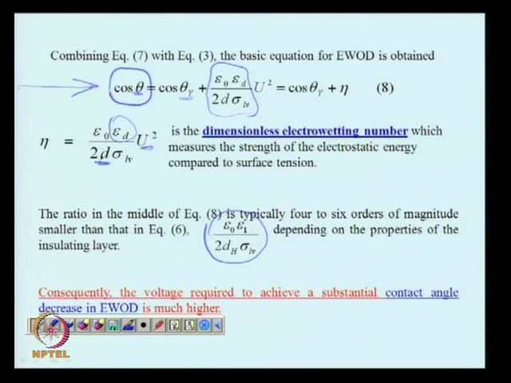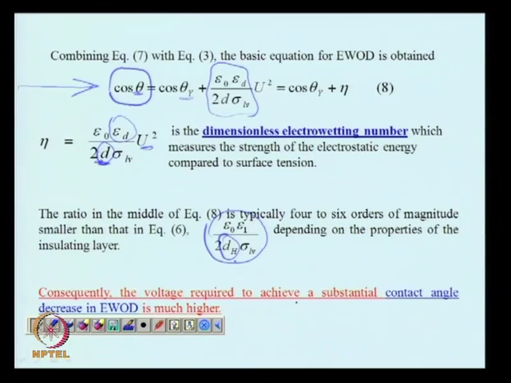So, this number for EWOD is much smaller than the number corresponding to electrowetting, because of this d_H over here and d over here. So, this means that the voltage required to achieve a substantial contact angle decrease in EWOD is much higher. That means, if you would like to change the contact angle by, let us say, 5 degrees, the potential difference you have to apply would be of the order of 1/10 of a millivolt in simple electrowetting. But in order to obtain the same change in electrowetting on dielectric, the applied potential would probably be about 50 volts or maybe even more. So, you require higher voltages to actuate contact angle changes in electrowetting on dielectric.